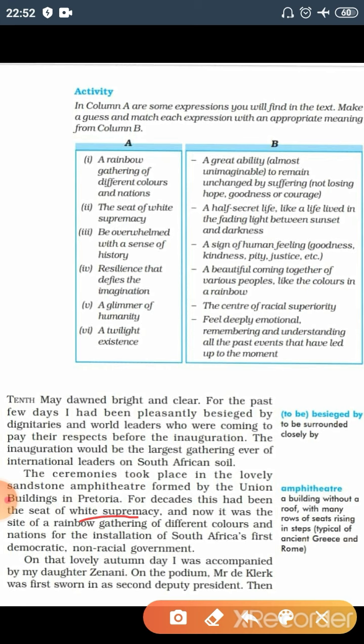And he again used one phrase, rainbow gathering. That means people of different colors, castes, creeds, and nations gathered here. So Nelson Mandela is calling it a rainbow gathering. Non-racial government. What is a non-racial government? It is a form of government where people are not going to be discriminated against on the basis of their racial factor.